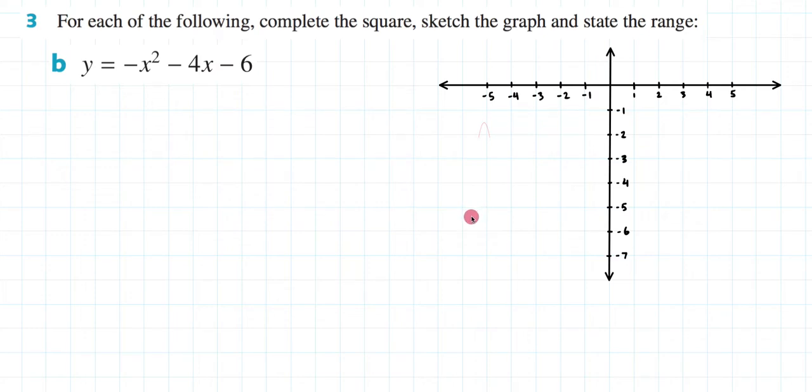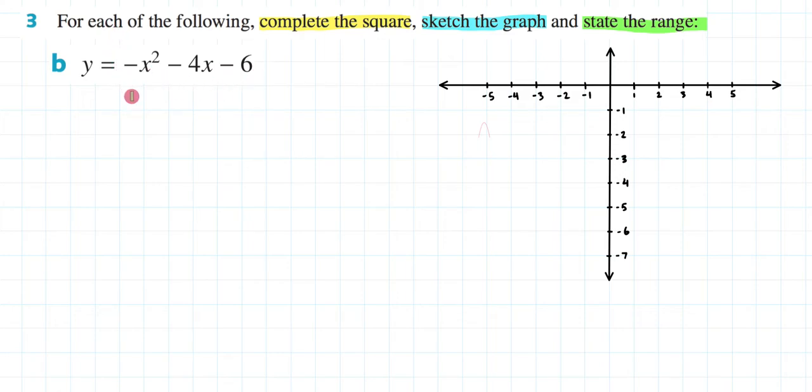Alright, so we're going through exercise 5b, and this is question 3b, which is asking us to, for each of the following, complete the square, sketch the graph, and state the range. So we have to do three things. Now we have y equals negative x squared minus 4x minus 6.